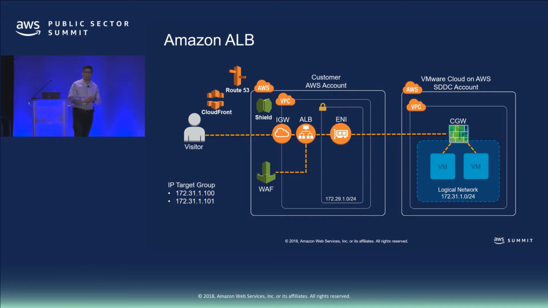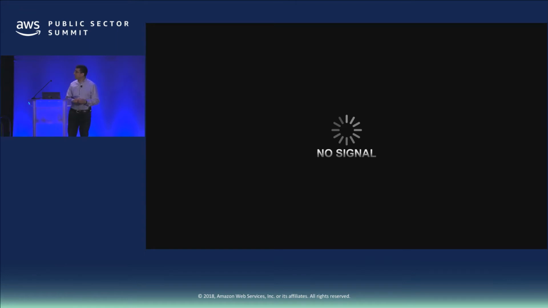The primary piece that enables this is Direct Connect. VMware have some networking requirements for vMotion to work across sites. These requirements are about the latency and the minimum bandwidth, the persistence bandwidth.